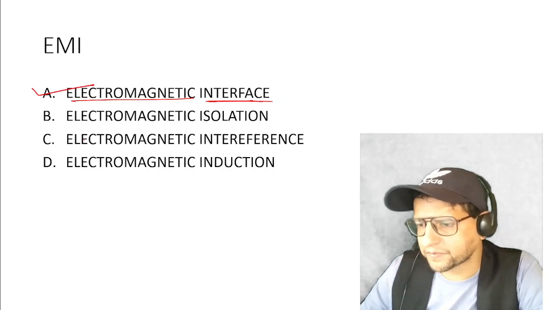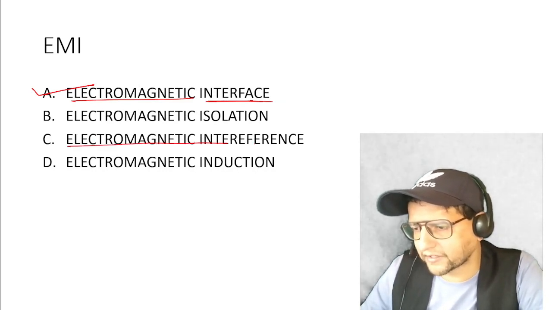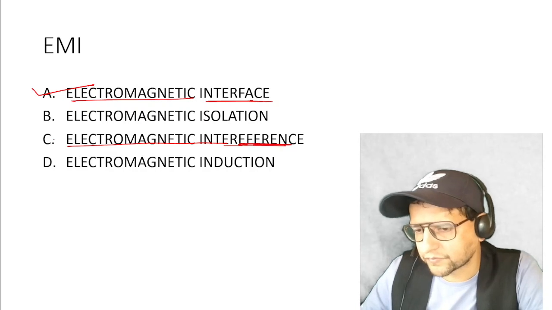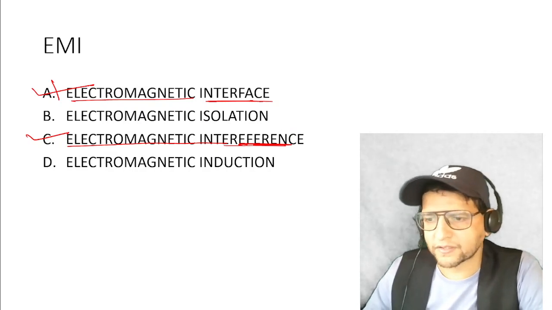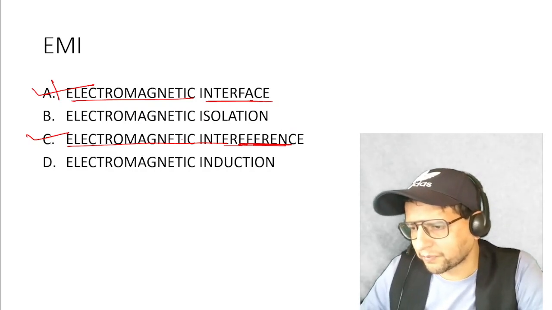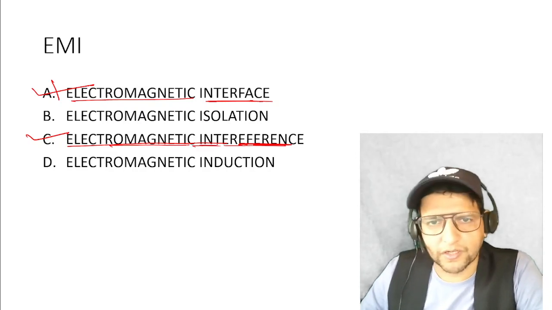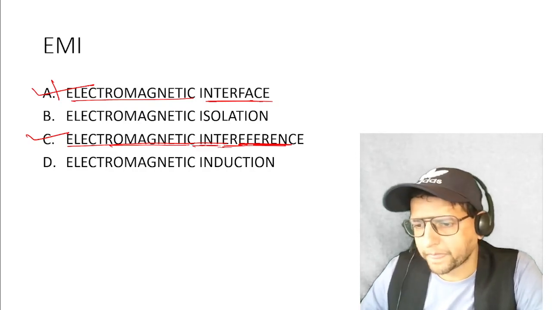No, not interface, but it is interference. Okay, electromagnetic interference. So I said interference, but I just marked this incorrect. So please try to write and comment if I made a mistake, because I'm a little quick here, but this is what it is. This is from your official book. This is what it means. Electromagnetic interference.